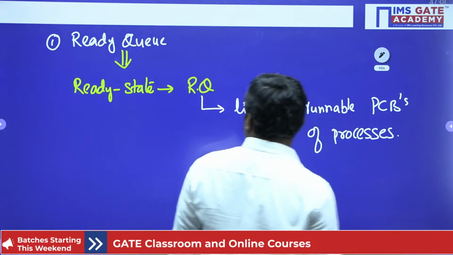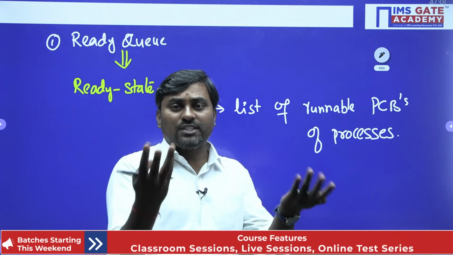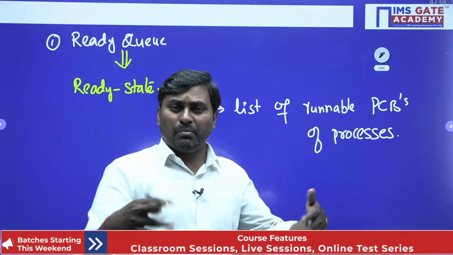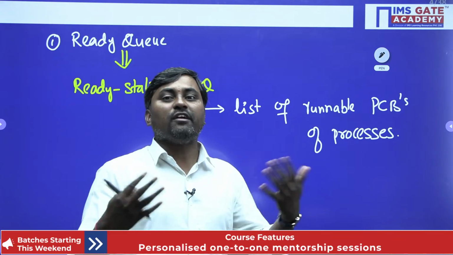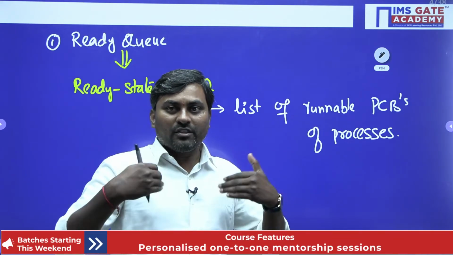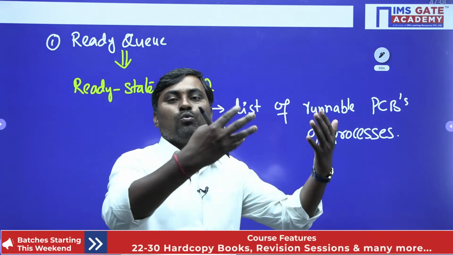I hope you are understanding. So, ready queue, as discussed. The ready state contains the processes or PCBs that are just ready to execute with the CPU, meaning just waiting for CPU allocation. Where the new state process gets created, once creation happens, the process will eventually move to ready state.